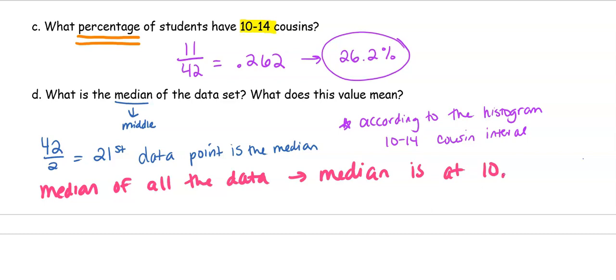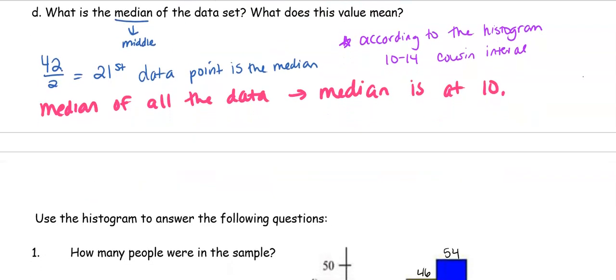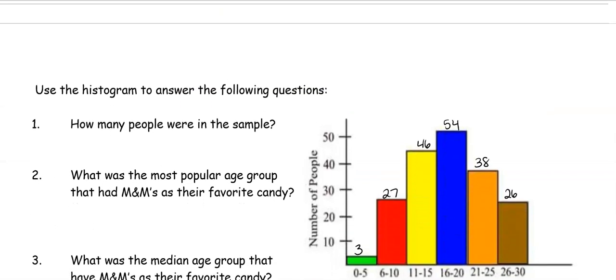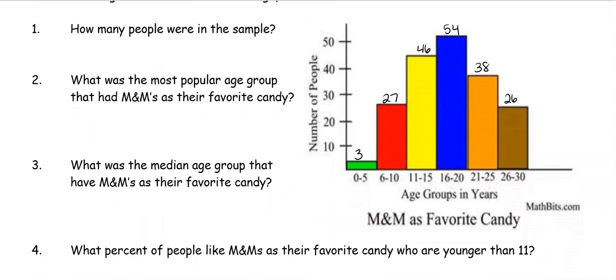All right, let's turn it over to the backside. Good news on the backside, we don't have to create any histograms. All we have to do is be able to read them. Most of the time, you are going to be given graphs, and you have to be able to interpret the information and answer questions based on it. This is what a lot of the ACT stuff is. How many people were in the sample?